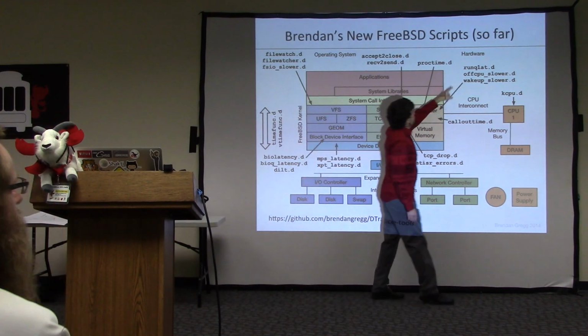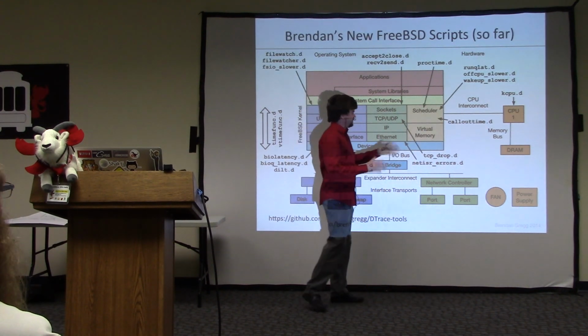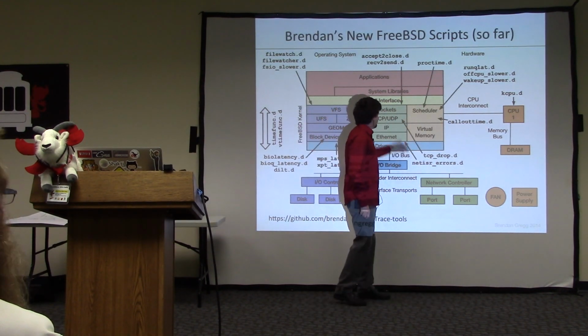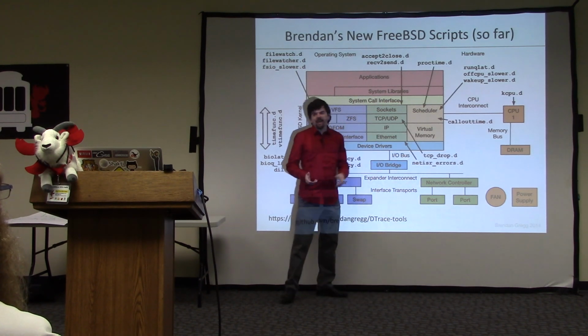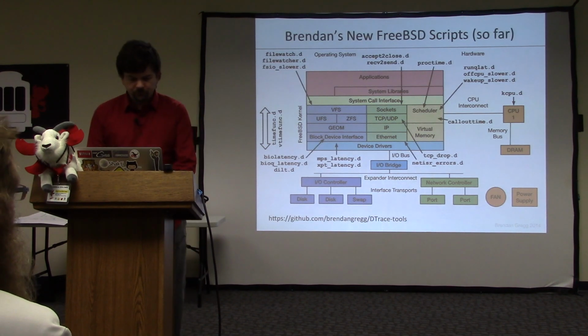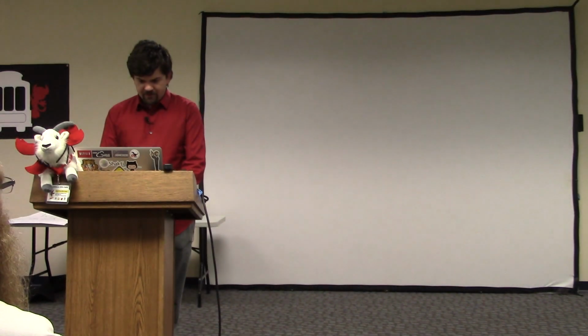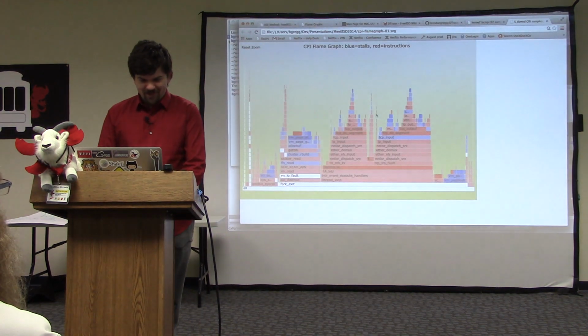Let's go to the scheduler. Run queue latency, off-CPU time. So when we're timing how long something was off CPU from the scheduler. You can go into TCP. So when you drop packets, let's print out information about that. Net ISRs. So let's look at some of these and see if my boxes come back.